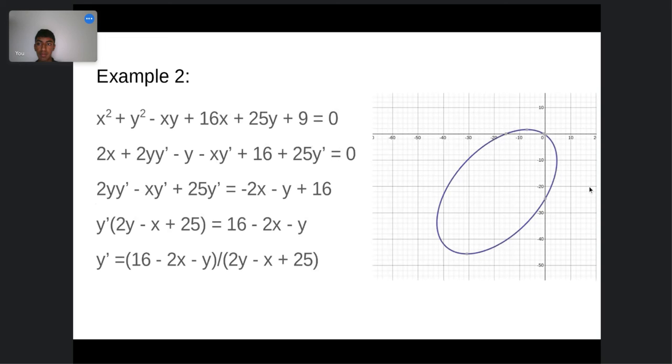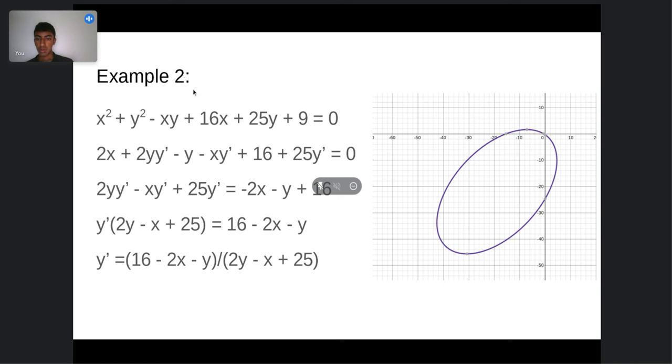Okay, so our second one, this one all fits on one page. This is a rotated ellipse. I just found values that would create an ellipse. So we have x squared plus y squared minus xy plus 16x plus 25y plus 9 equals 0. If it weren't for this minus xy, you would have thought this was some kind of a circle or some kind of ellipse.